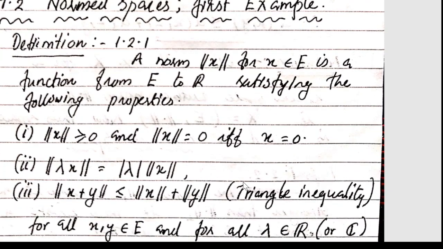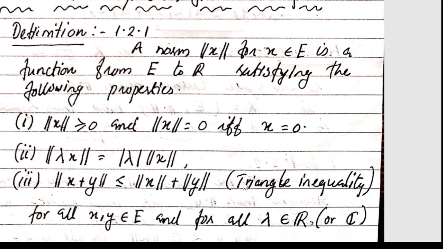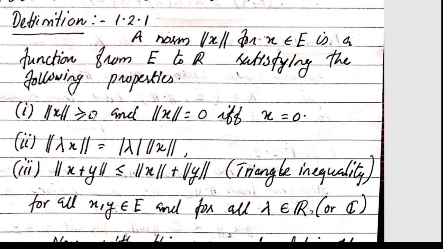That is, first one is positivity. That means norm of x should be always greater than or equal to 0, and norm of x is equal to 0 if and only if x is equal to 0. And second one, norm of lambda x is equal to mod lambda into norm x, and norm of x plus y is less than or equal to norm of x plus norm of y. This is called the triangle inequality. This is valid for all x, y in E and for all lambda in your scalar field.